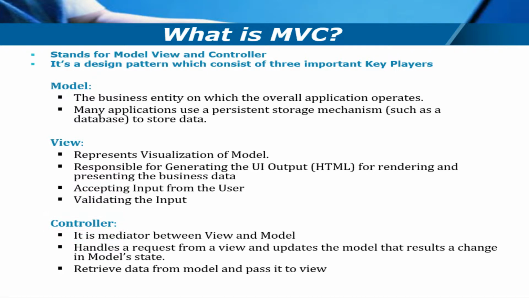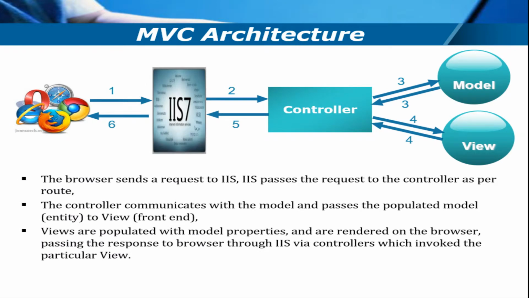So let's understand the MVC architecture diagram in detail. You can see the browser sends the HTTP request to IIS, that is the Internet Information Server, which is a web server that hosts your MVC based application. Then based on the routing definition, IIS passes this request to the controller. We will see what routing is in the next lecture, but for now just assume that IIS passes this request to the controller via routing configuration.